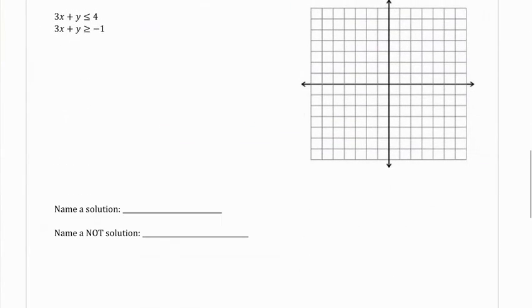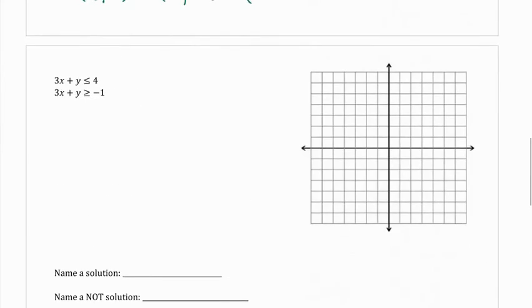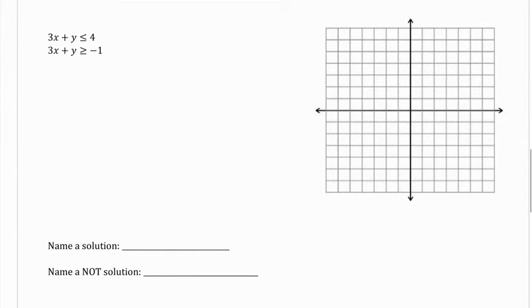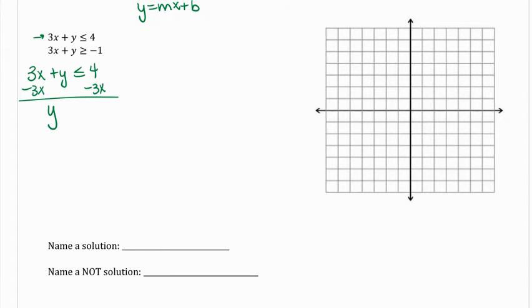Okay, let's try a few more here. Okay, so this one, we want to graph each one separately. Well, before I graph these two, these are not in slope-intercept form, right? It's always easier to graph a line if we've got it in y equals mx plus b. So I'm going to take each one and solve each one for y. So the first one, 3x plus y less than or equal to 4. I've got to subtract the 3x over. So that'll give us y is less than or equal to negative 3x plus 4.